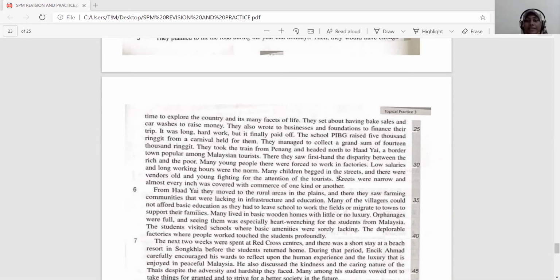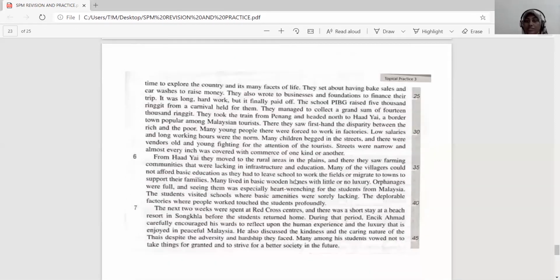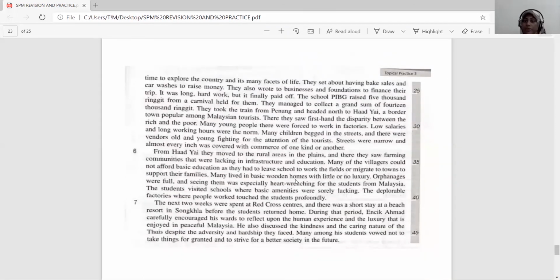Many children begged in the street, and there were vendors, old and young, fighting for the attention of the tourists. Have you been to Thailand or Indonesia? You can see beggars everywhere, and they will come and force you actually to give money, right? So this is what you want to show to the kids in Malaysia, because we are very privileged here. Streets were narrow, very sempit, and every inch was covered with commerce of one kind or another.